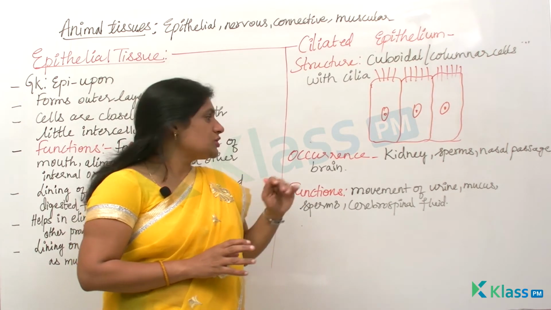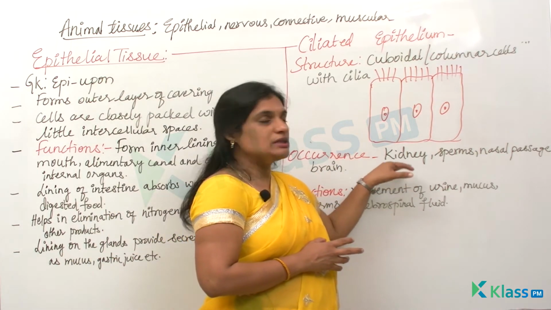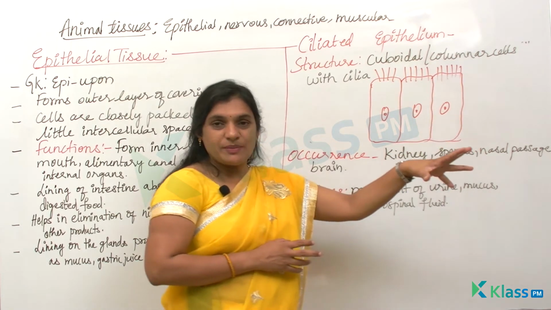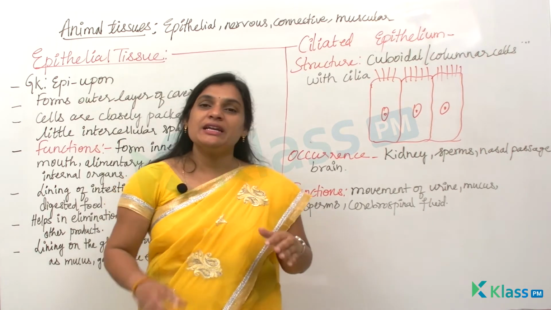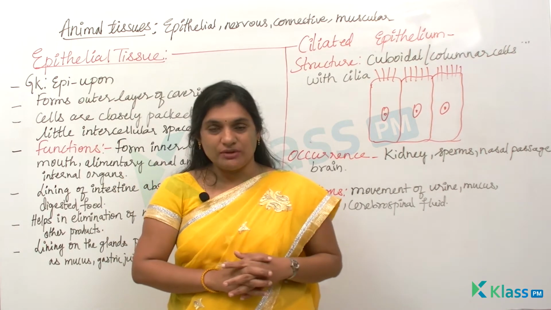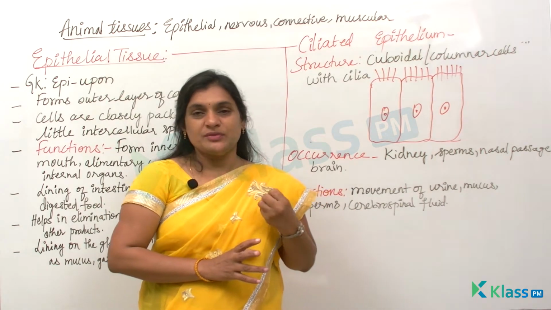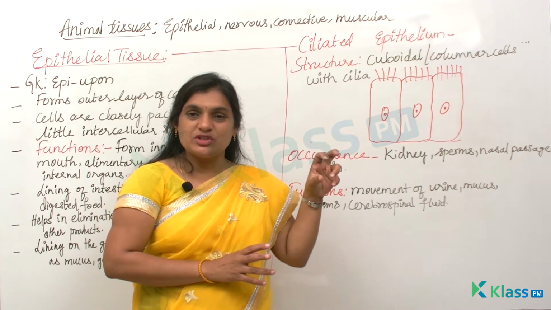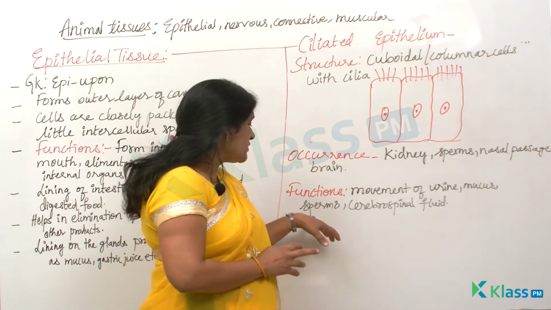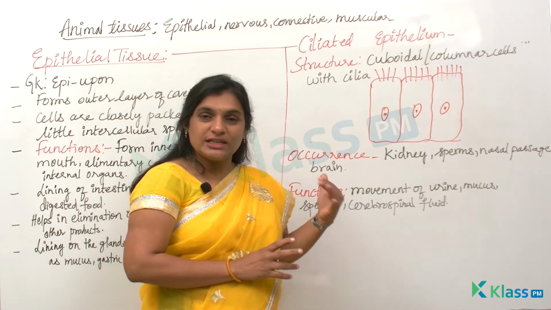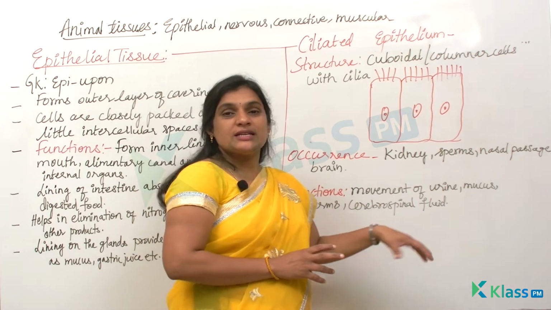Now, let us see where they are seen. The occurrence of this epithelium is usually found in kidneys, sperms, nasal passage and your brain. And the function is entirely different when compared to the other three which you have learned, right? This will help in the movement of urine from the urethra, because the cilia help in movement. So, movement of urine, the mucus which is formed, and the sperms. You know that sperm is motile, it can float or swim freely in the body, right?